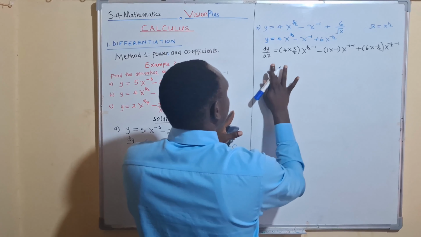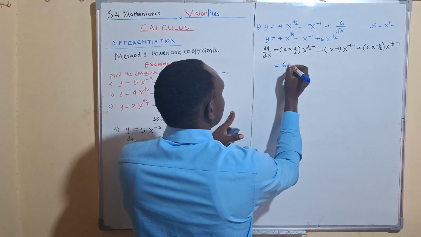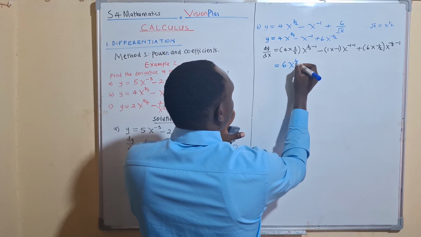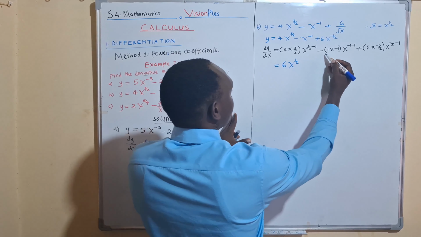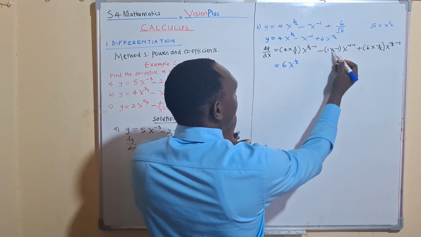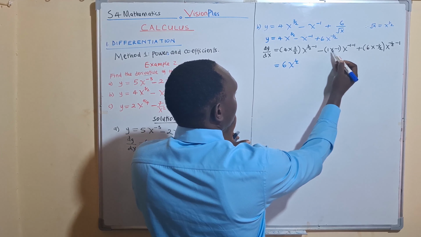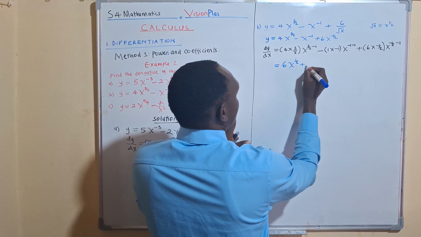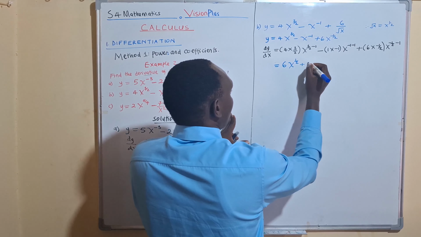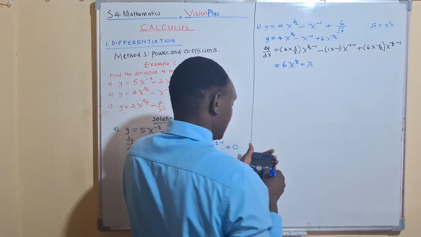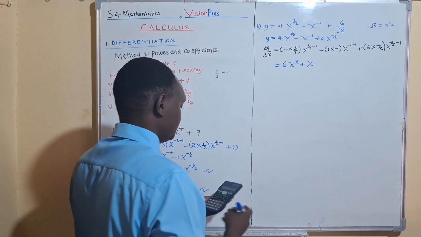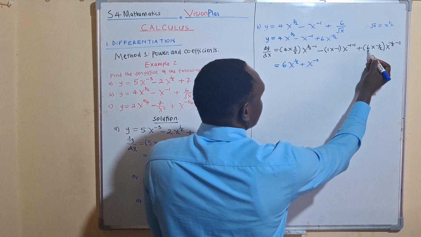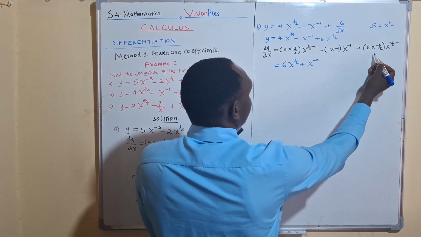Let me write it bigger. I will have 6x, by the way, 6x power half. Then you proceed here. Negative times negative is positive. 1 times 1 is 1. So we shall just say plus 1, which we don't write. 1x, negative 1 minus 1 is negative 2. So x power negative 2. And then 6 times negative half is negative 3.